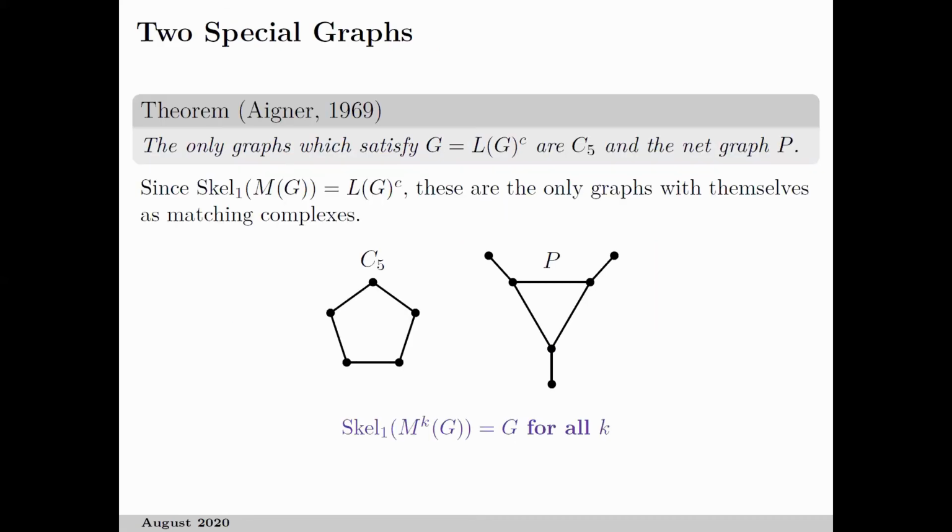First, we need to talk about 2 special graphs. These 2, C5 and the net graph, which we will call P, were found by Agner to be the only graphs isomorphic to the complement of their line graphs. As we have discussed, the one skeleton of the matching complex, only the edges and vertices, is exactly the complement of the line graph. This means that these are the only graphs which return themselves for every matching complex.